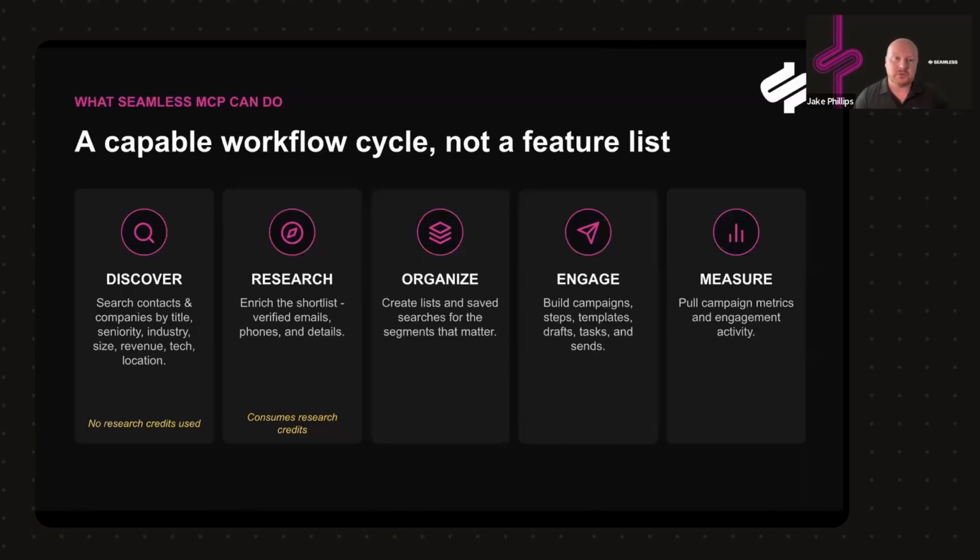You can then research those contacts. You can enrich a short list of contacts. You can identify the best contacts from a list that you research, get their verified emails, their phones, their contact phones, more details. One of the nice things to reference here, though, is that first stage search is not using research credits. The second stage, once you research that, will consume those credits. So you can pull back a list of, say, 100 contacts, which I'll demo here shortly. And then you can say, okay, find me the best 25. Once you find the best 25, you can review those and say, okay, let's research those. That's going to use those research credits.